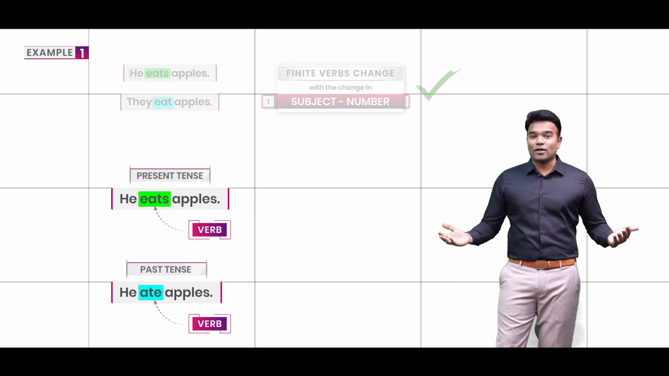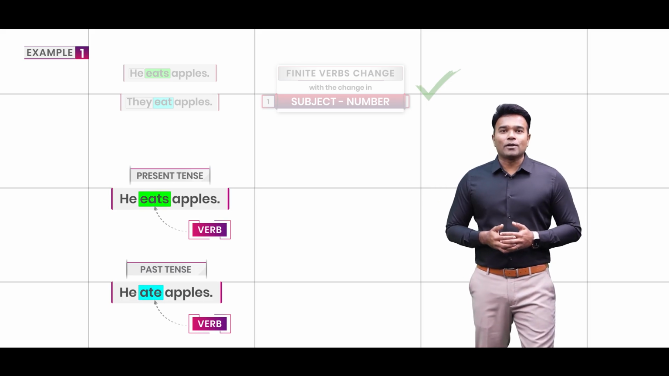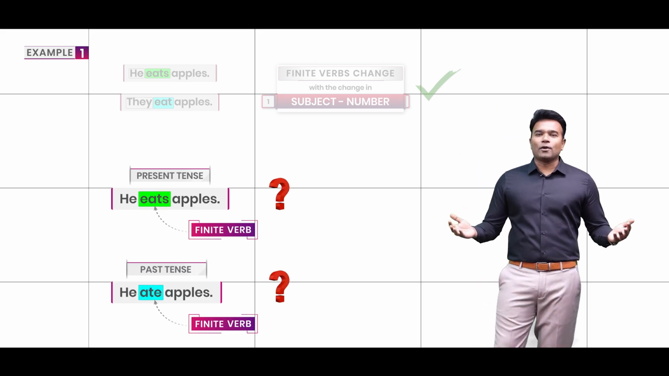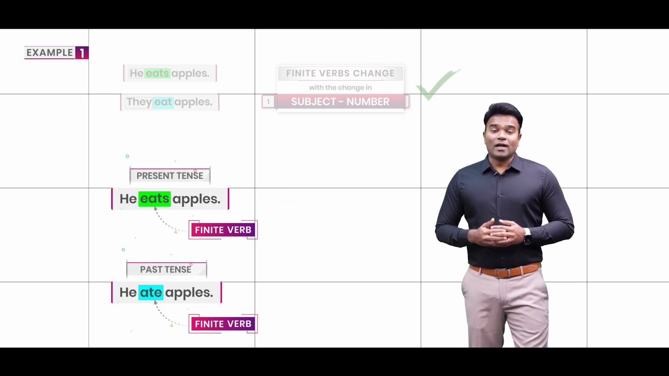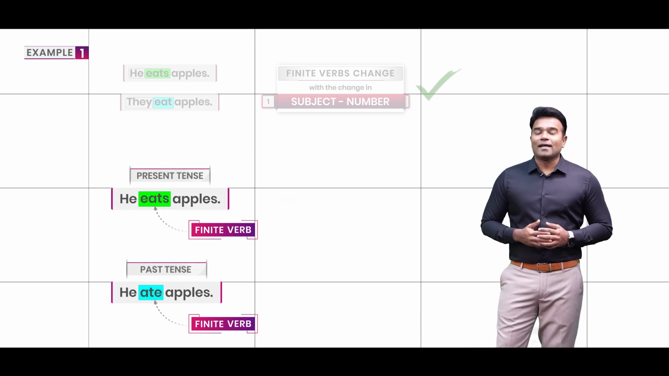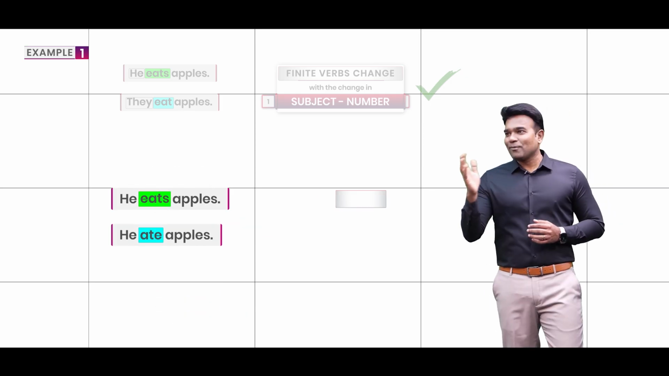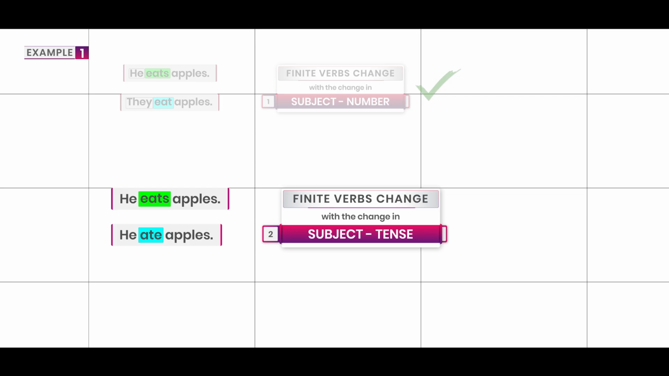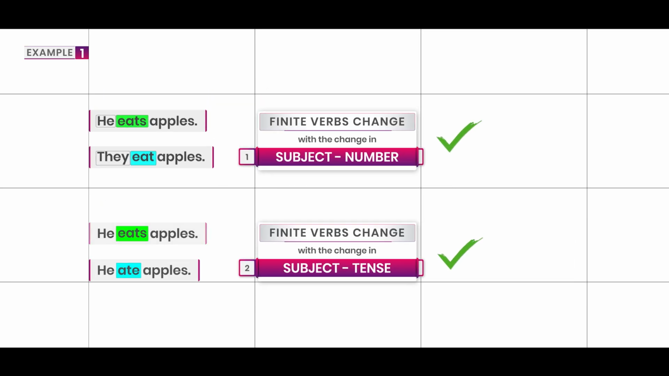In other words, what you really have to notice here is that both eats and ate happen to be finite verbs. Why is it so? Because as the tense of the sentence has changed, the verb also has changed. And whenever there is a change in the tense, if the verb also changes, then such verbs are what we call finite verbs. Well, what you have now been able to understand is that the finite verbs are such verbs that change whenever the subject number changes and whenever the subject tense changes.